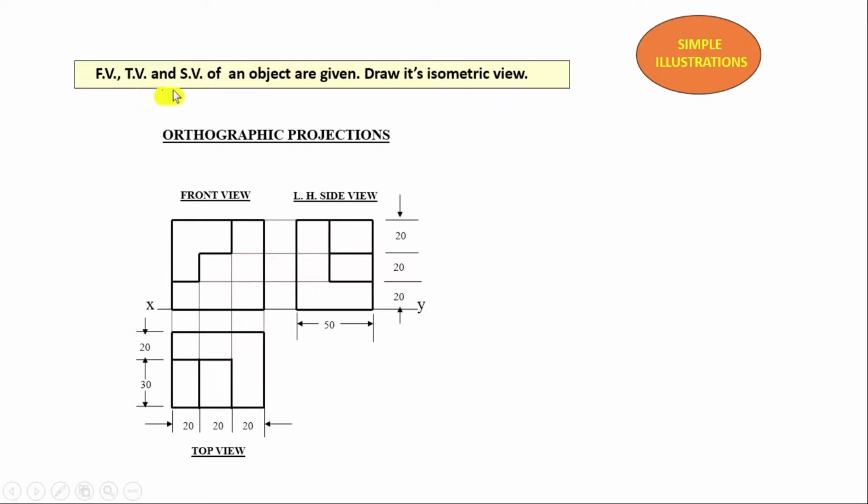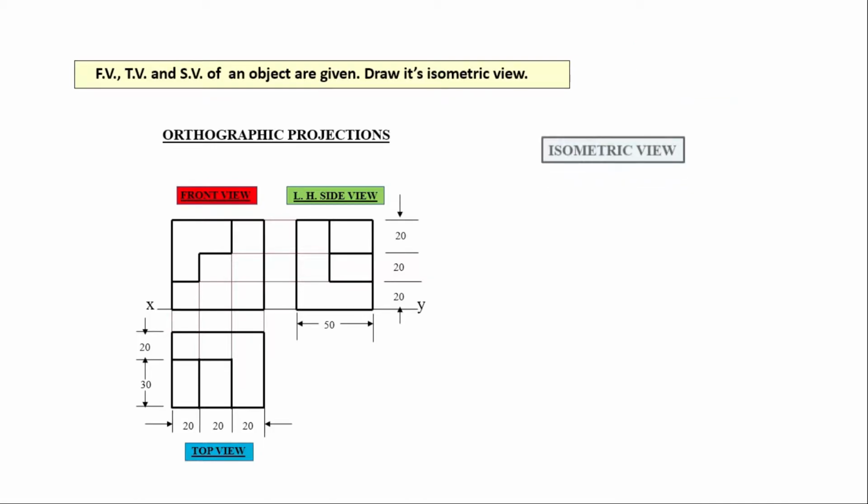Front view, top view and side view of an object are given. Draw its isometric view. So here, three views of two-dimensional orthographic projection are given. Now let's define different color coding for the different views so we can easily understand the isometric projection. Now let's start the isometric view.